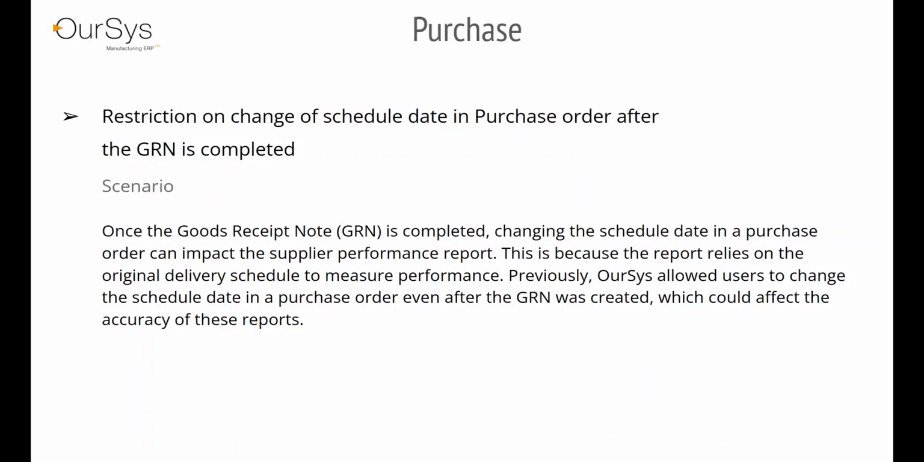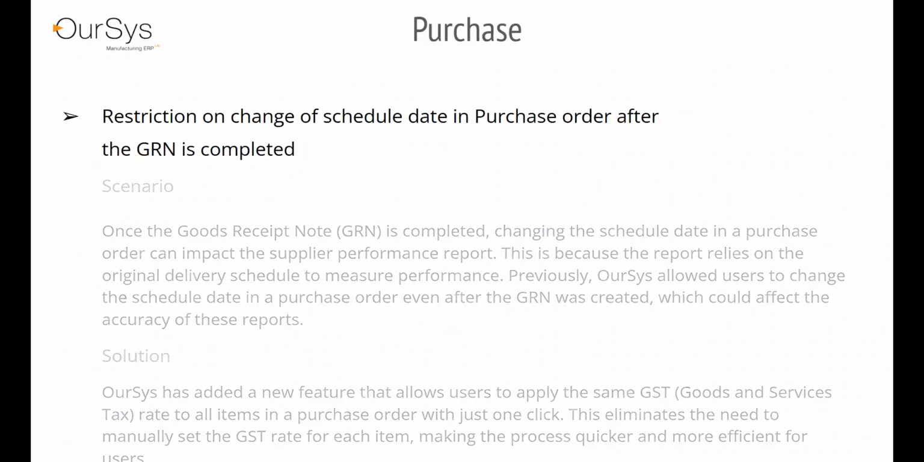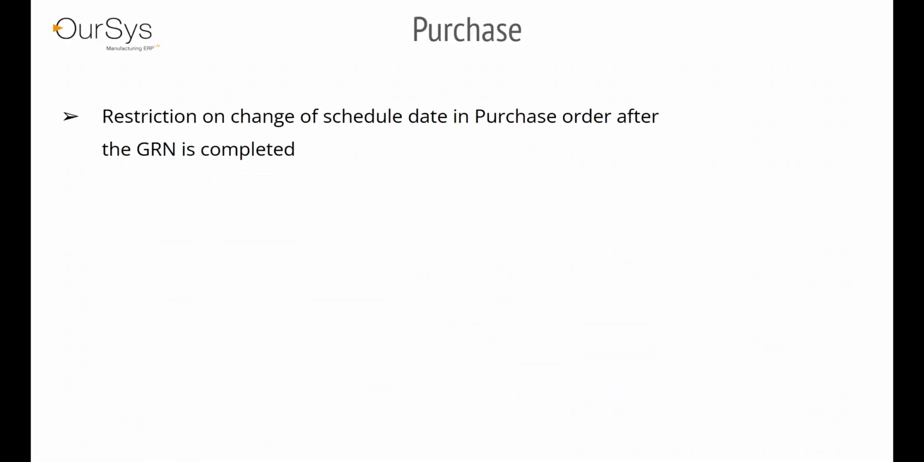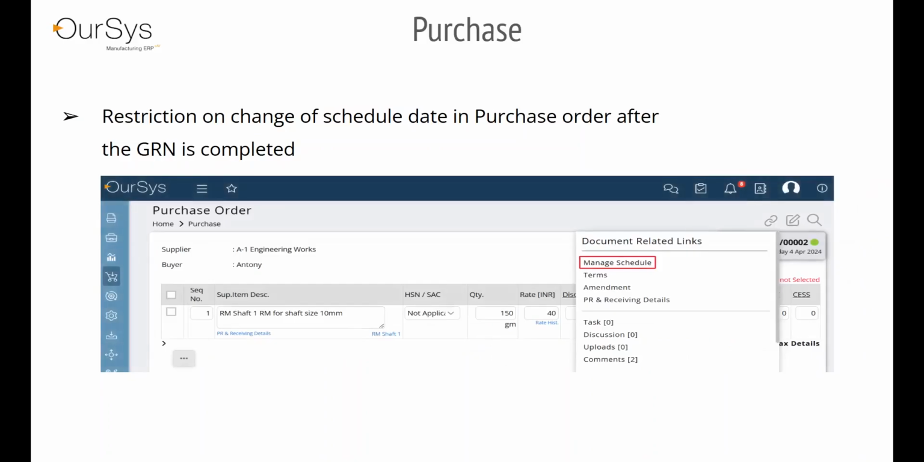To tackle that, we have now made a restriction. Once the material has been received, the user won't be able to change the purchase order schedule date, which will not affect their supplier performance report. So here you can see there is an open purchase order against which I have received all the quantity that has been scheduled. Now, if I go to manage schedule of the same PO, the system won't allow me to change the schedule date here.